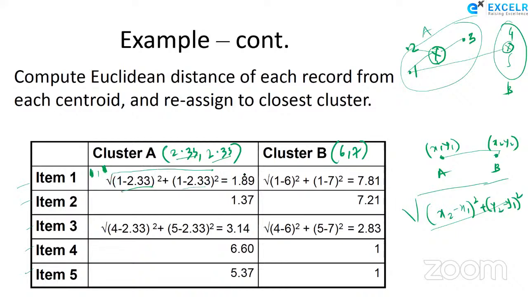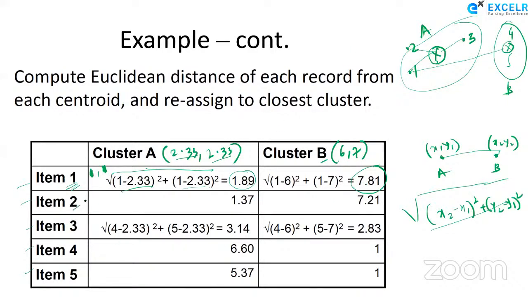So the distance of the first data point to the cluster centroid A is 1.89. Similarly, I calculated the distance of the first data point to cluster centroid B, which is 7.81. As you can see, the minimal distance is 1.89, and this first data point is already a part of cluster A itself. So we did not make any movement, because the closest distance is towards the centroid of A only. And from the centroid of B, the first data point is too far away, which is 7.81. So we can conclude that the first data point need not be moved. We can keep it in cluster A itself.